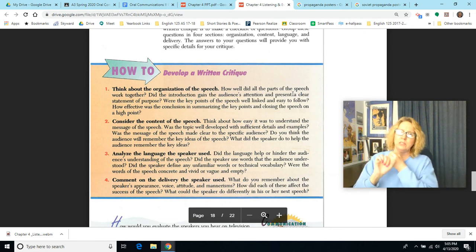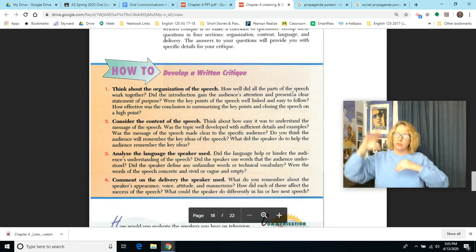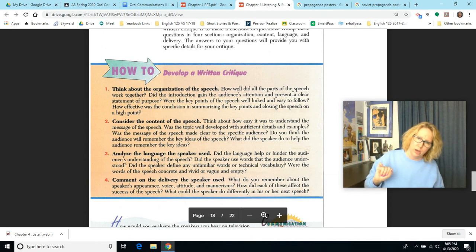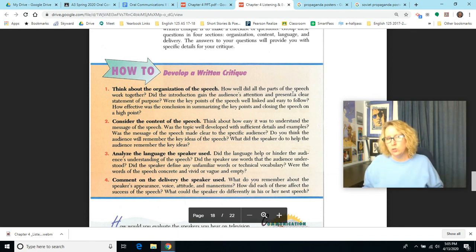So number one is think about the organization of the speech. Do all of the parts fit together? Do you have a beginning, a middle, and an end? What's the content? Number two, was it specific to the audience? Were your ideas really supported? Number three, the language that you used, did it help or did it hurt? Were you confusing? And number four, comment on the delivery. Remember, this is about your voice, your mannerisms, things like that.